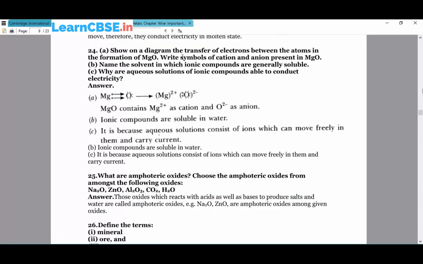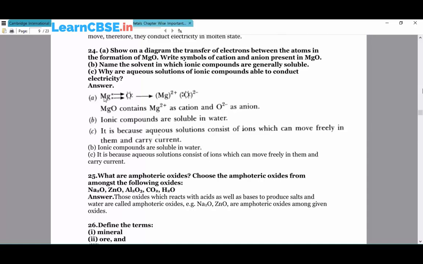Show on a diagram the transfer of electrons between the atoms in the formation of magnesium oxide. Write symbols of the cation and anion present in magnesium oxide. So Mg is present in group 2, which has 2 electrons in the outermost shell. Oxygen, which is present in group 16, has 6 electrons in the outermost shell.